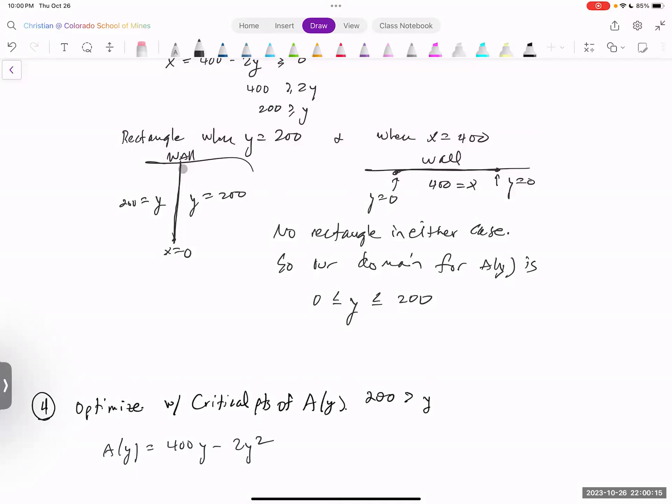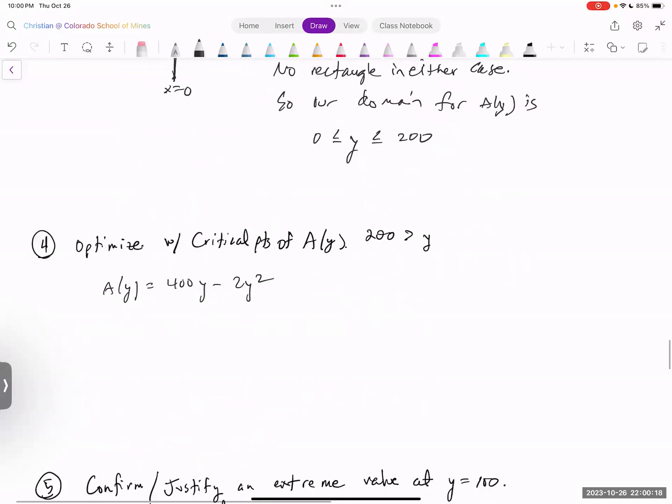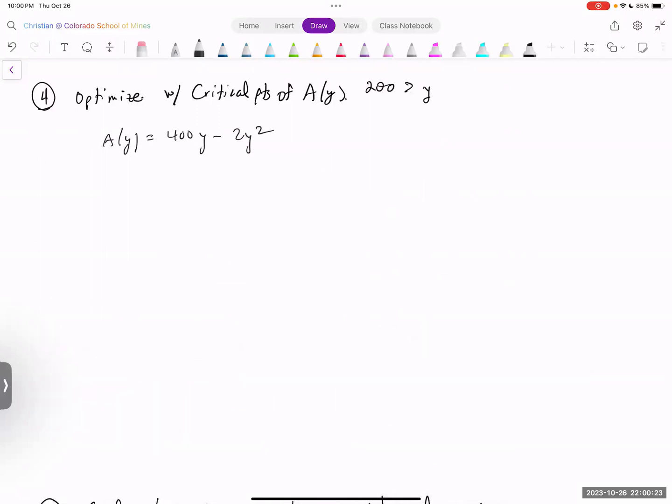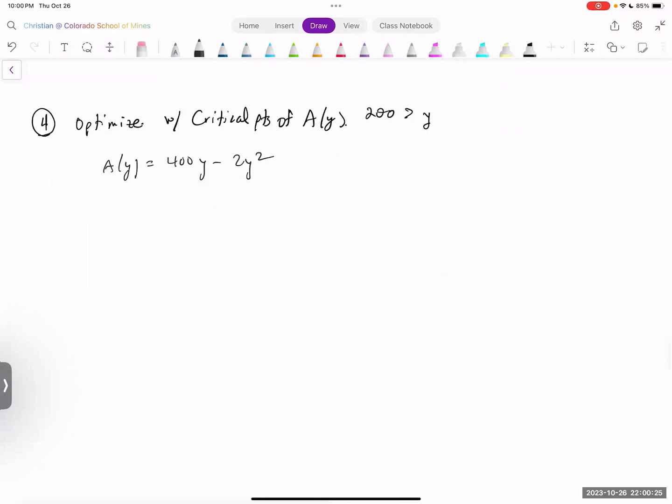When y is 200, we don't get a rectangle. So let's find a critical point, and that is going to be the location of our max area. If we find a critical point, we need A prime of y, that's 400 minus 4y. This exists. The derivative exists on 0 to 200, so no critical points of the area function this way.